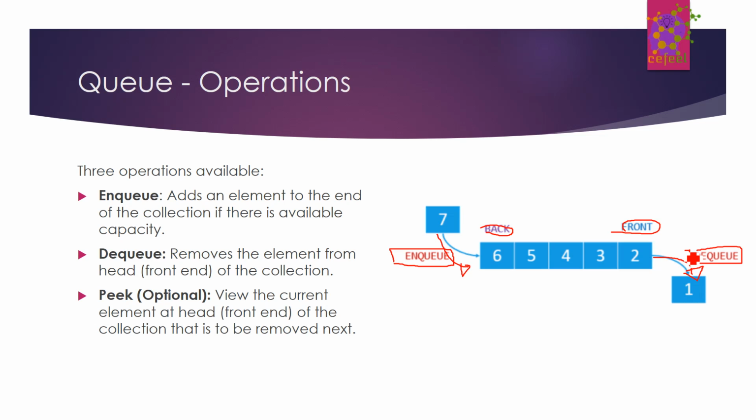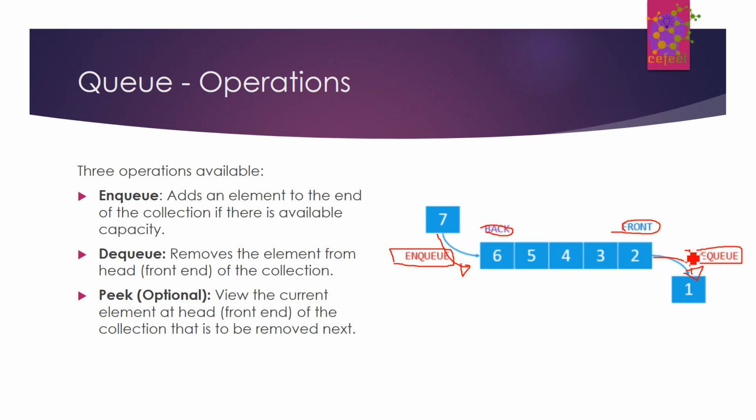And lastly, the optional operation, which is peek, which means we just go ahead and see the element that is at the head or the front end of the collection, but we don't remove it. We just see it and then we take some decisions based on it. So this is an optional operation which is generally not considered a standard operation, but is used in a variety of different applications.